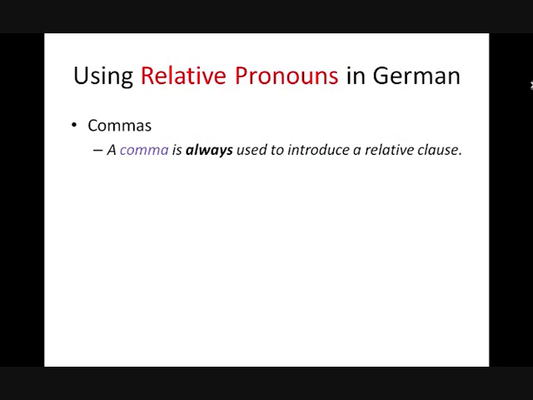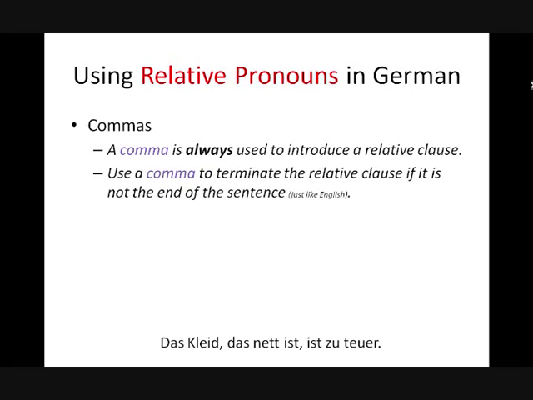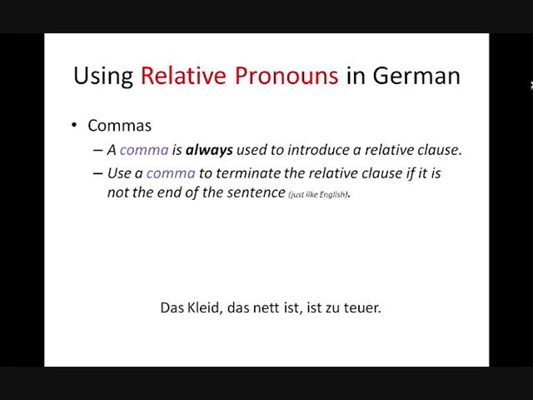Also note that a comma is always used to introduce a relative clause. A comma is also used to terminate the relative clause if it is not the end of the entire sentence. Just like in English. For example, das Kleid, das nett ist, ist teuer. We can see that a comma has been used to introduce our relative clause. It comes before our relative pronoun. And that we also have used a comma to terminate our relative clause, because it's not the end of the whole idea.